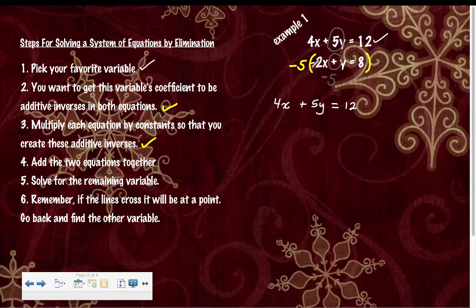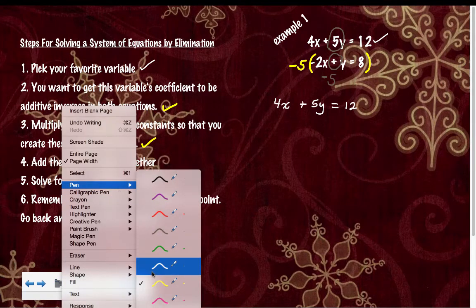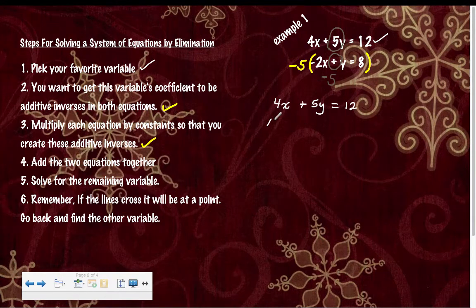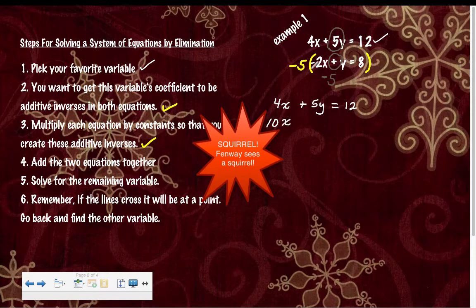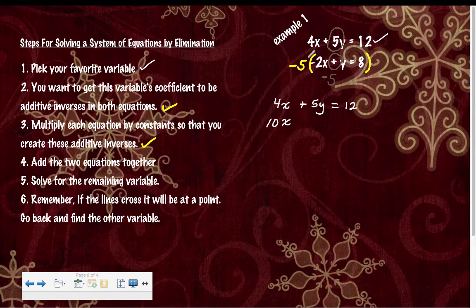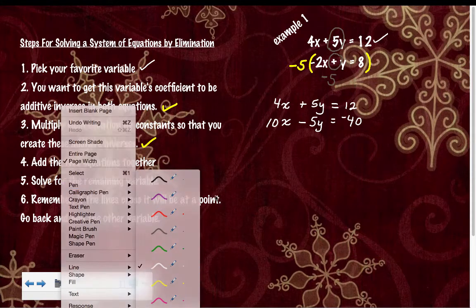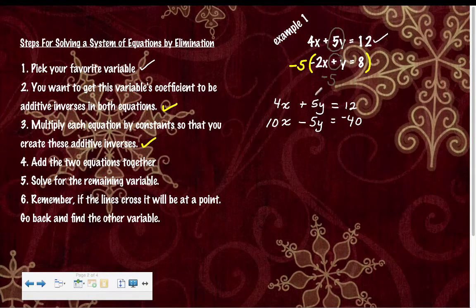-5 times -2 gives me positive 10x. -5 times y gets me -5y. -5 times 8 gets me -40. Look what I did. I created additive inverses. Additive inverses mean that if I added them together, this +5 and this -5, I'd get 0.